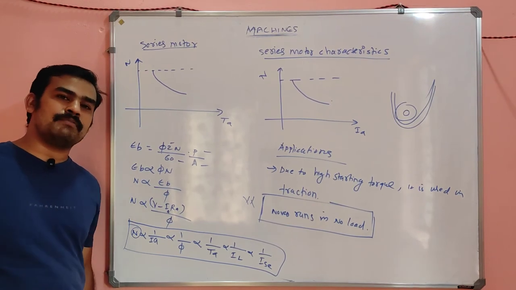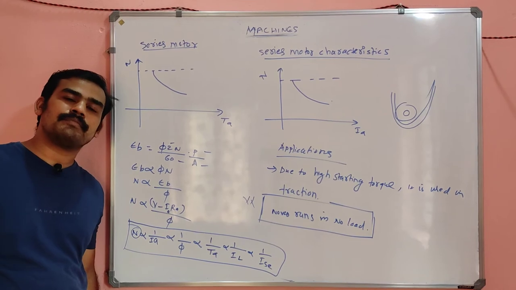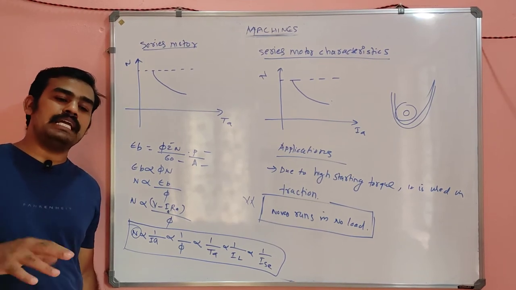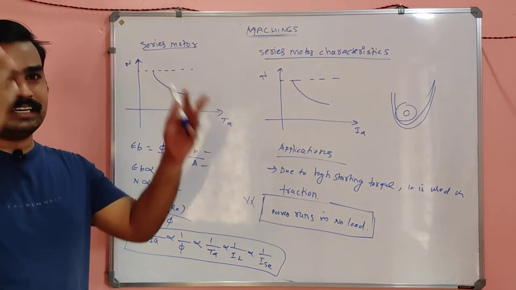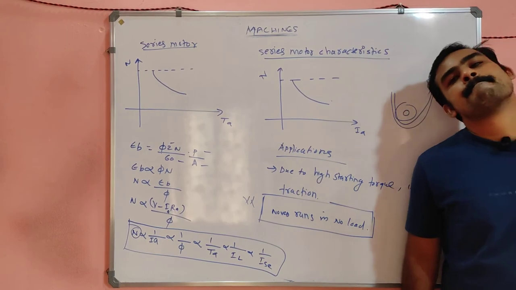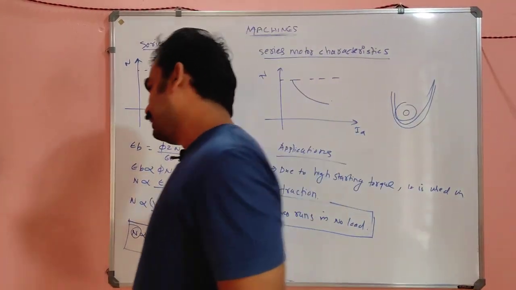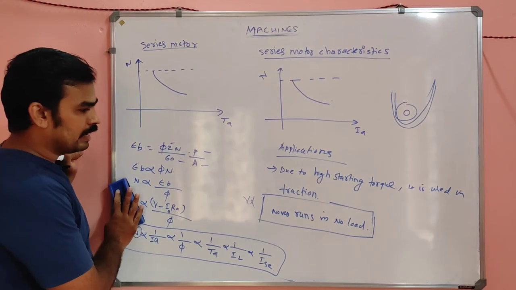But in the case of the DC shunt motor, when you increase the load, the speed will decrease. In the case of the DC series motor, when you increase the load, the speed will be reduced, and if you decrease the load, the speed will increase. It is the opposite manner. You have to think, my dears. Okay, so that's all.